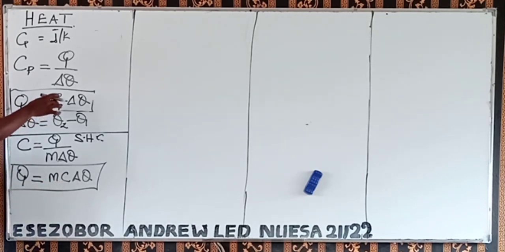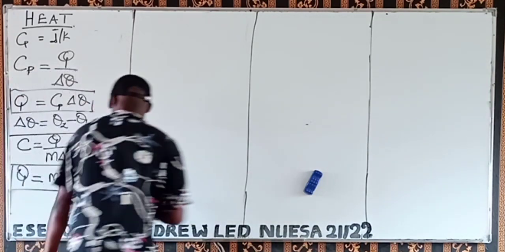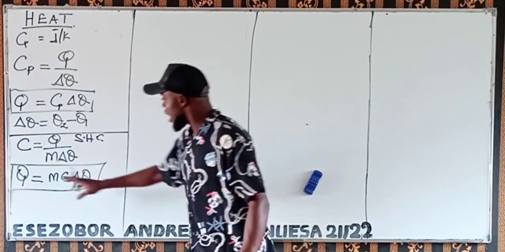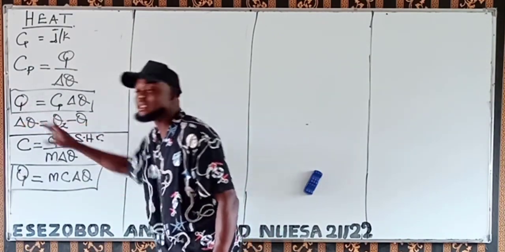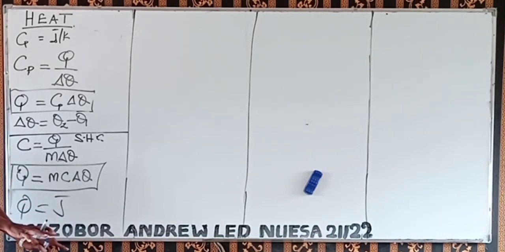Now, what is the relationship between heat capacity and specific heat capacity? The relationship would be, look at it. Now, heat and heat energy. Look at the unit of heat energy. Q is the heat energy here. All the Q's you are saying are heat energy. The unit is joules, just as the unit for work.